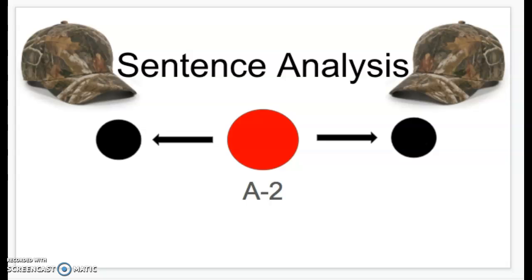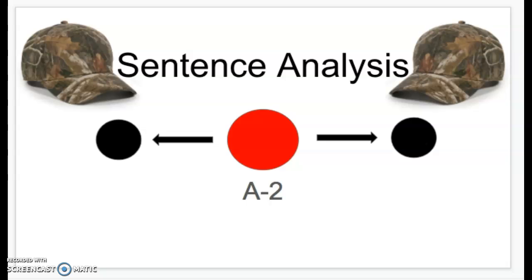Hello, and thank you for joining me in today's language lesson as we continue our study of sentence analysis, where we look at a sentence and break it up into different parts. And today we're going to look at some names of these different parts.